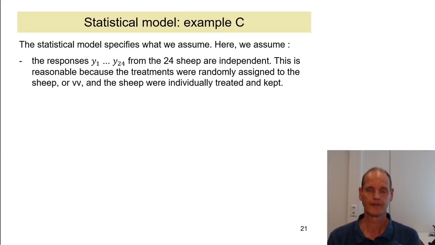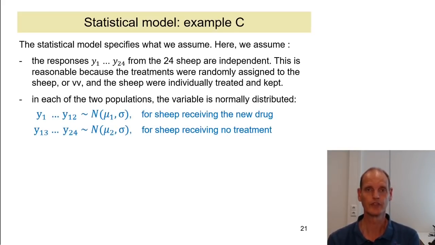Now, example C, the sheep example. We assume that the 24 responses from the 24 sheep are independent. Why can we do that? Well, the treatments were randomly assigned to the sheep, and the sheep were individually treated and kept. So if the 12 sheep that are treated are kept in one barn and 12 other sheep in another barn, then it would be a case of n is 1 instead of n is 12 per group. But here the independence seems reasonable. We have real replications.